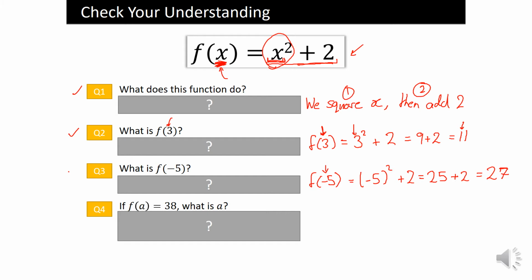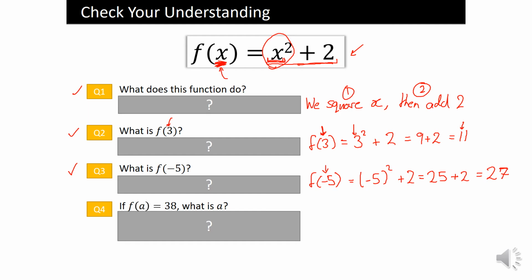Okay, and this is actually quite similar to what we were doing before in last lesson with tables. Basically, you're substituting in a value into this expression. So you've got x squared plus 2, you're just substituting in 3, and you're substituting in minus 5 is what we've done so far. So very similar to when we were doing a table of values last lesson.